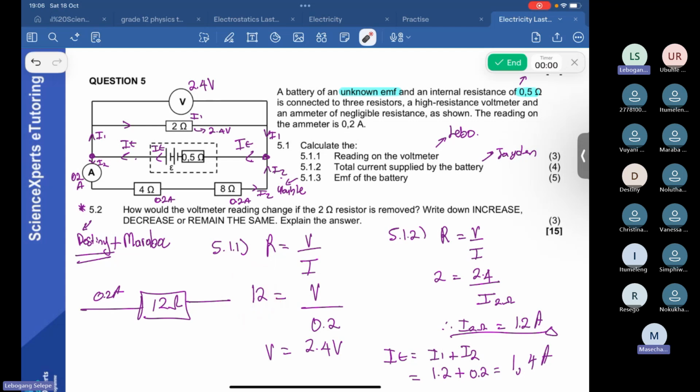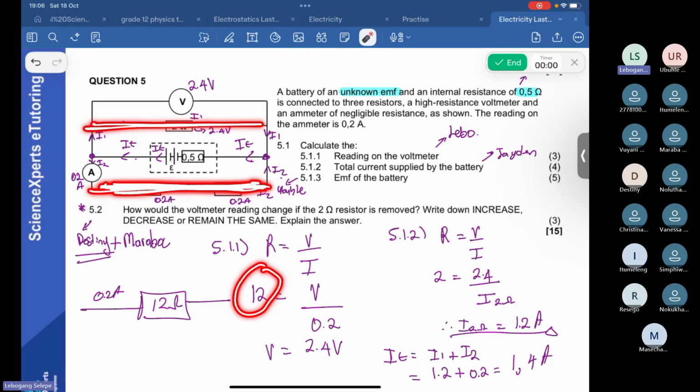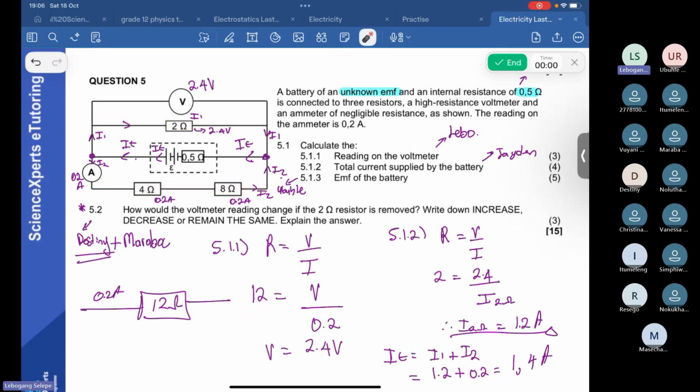It's because it's in parallel, and we know that in a parallel connection voltage is the same. Yes, that's true. I get it. 12 ohms is the resistance of the entire branch, and therefore we can use it to calculate the voltage of the entire branch. So here we calculate the voltage of this branch. We therefore conclude that it's the same as the voltage of this branch. Okay. Yeah, you are right.